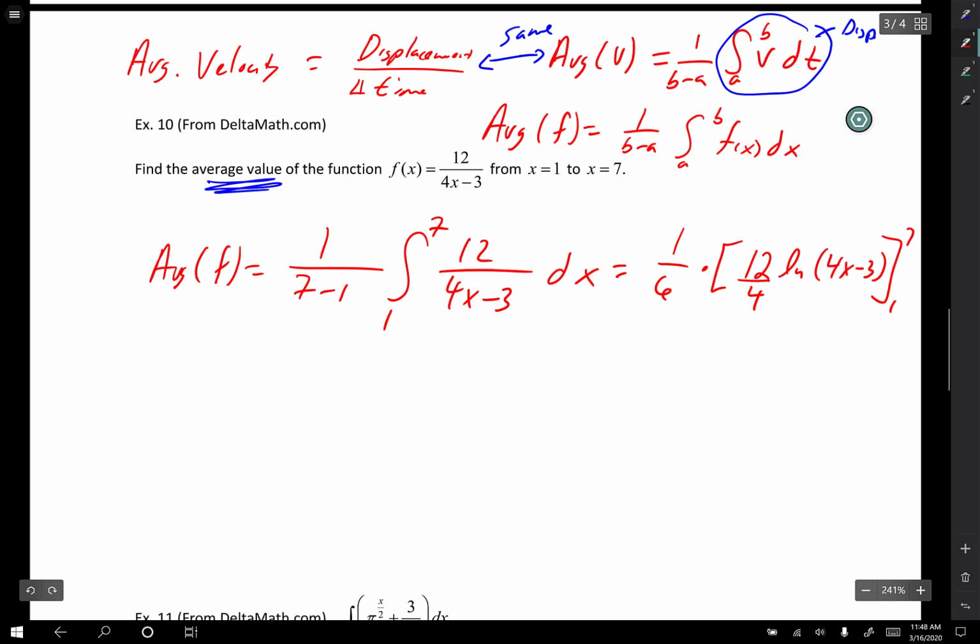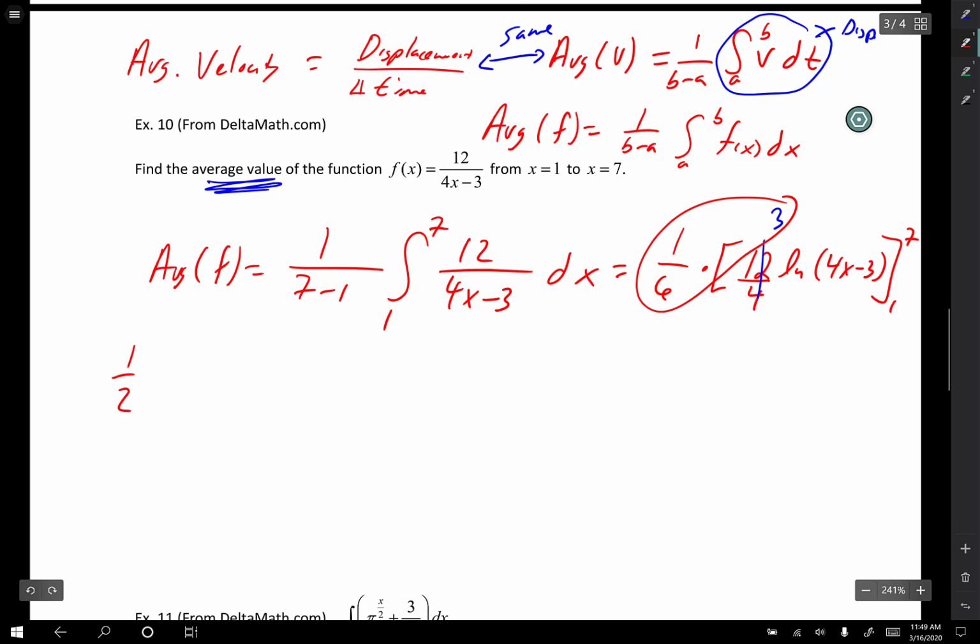And 1 to 7. We probably could have done u sub on this. I think this would have been a good one for u sub, but that's fine. No big deal. 12 divided by 4, 4 goes into 12, 4, 8, 12, 3 times. So, and then the 3 over 6 is a half. So here we go, guys.